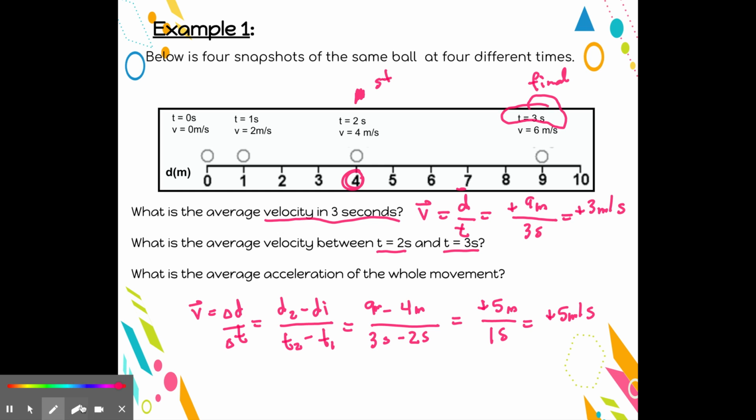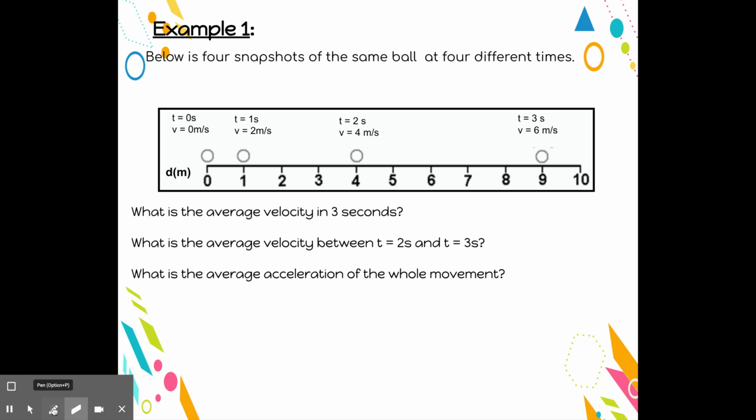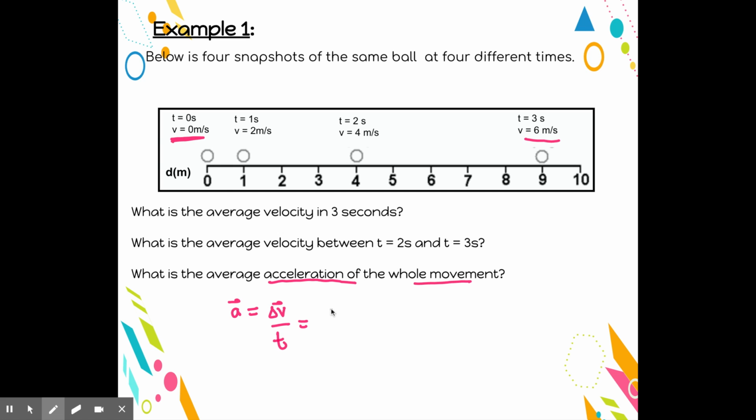All right. Just going to erase this so I have enough room. So what is the acceleration? This is the new part of the whole movement. So I'm going to write my formula. Acceleration is a vector, so it needs that vector arrow on top. It's delta v over delta t. So what is my velocity change over time? I have my final velocity and my starting velocity.